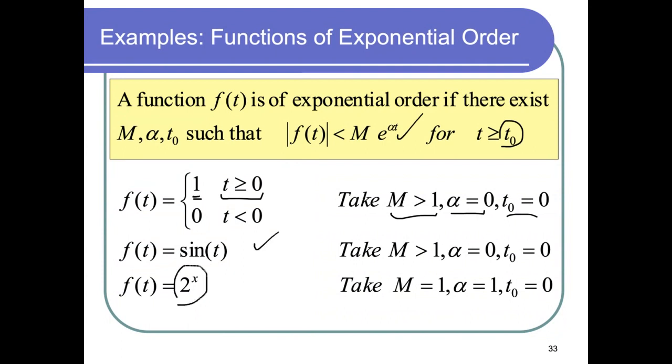Here we have 2 to the power of t. Notice that e is 2.7 something, right? So we can take that and assume alpha to be 1, so that basically what happens is that 2 to the power of t is less than, take M to be 1, e to the power of t. With that, M is equal to 1, alpha is equal to 1, and T naught is equal to 0. And that inequality is satisfied. So here the function is of exponential order, and hence we can find the Laplace transform.